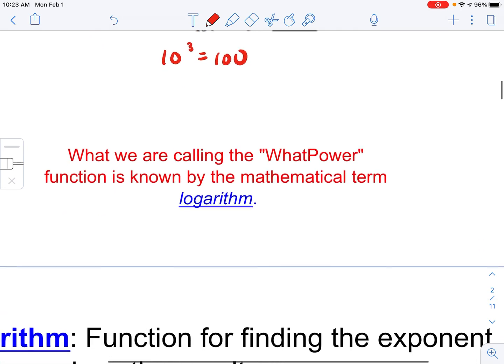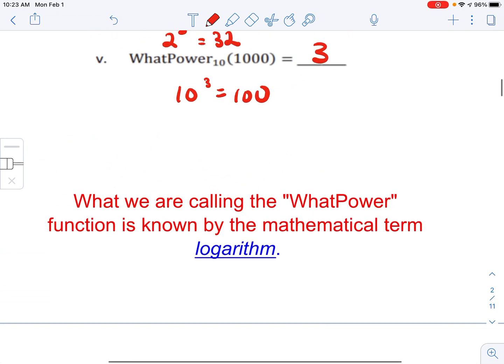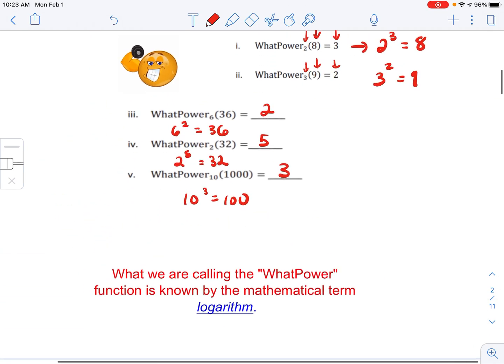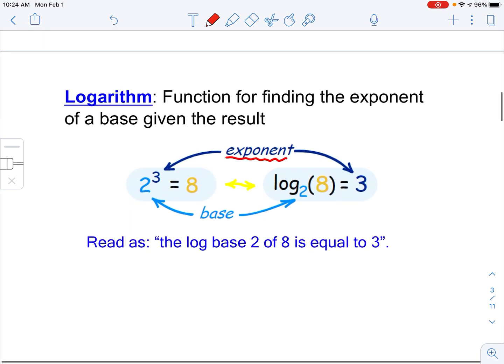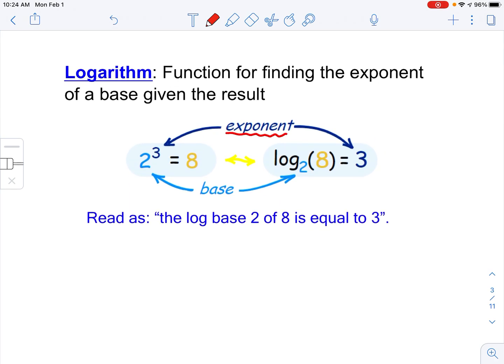So now what we are saying is what power is actually what we call a logarithm, right? But obviously, we're not going to say what power, but when you see the word logarithm within a question or within a notation, really what you're saying is, well, what power of that little number gives me that answer? Okay, that's what a logarithm is. So, logarithm is a function for finding the exponent of a base given the result.